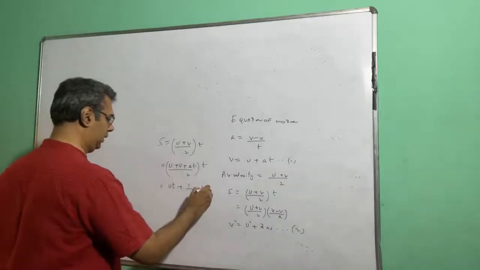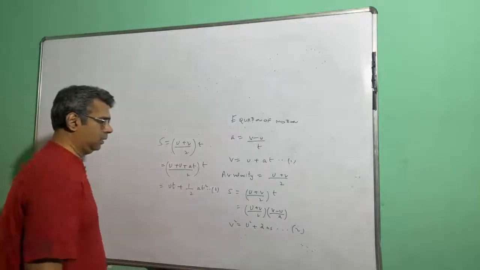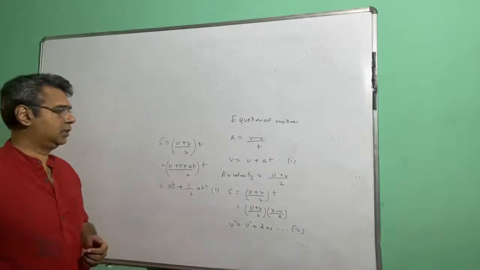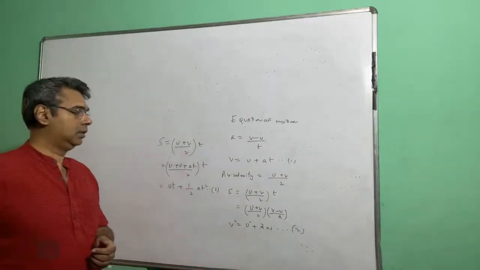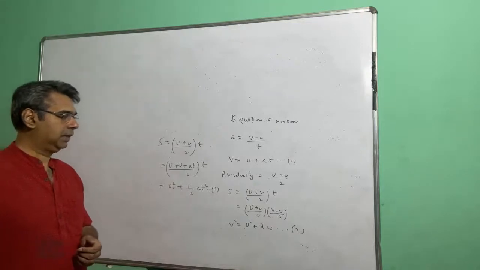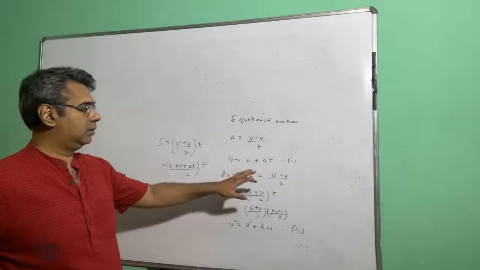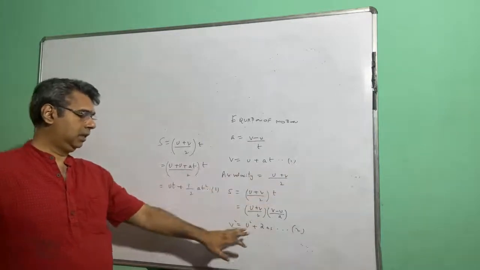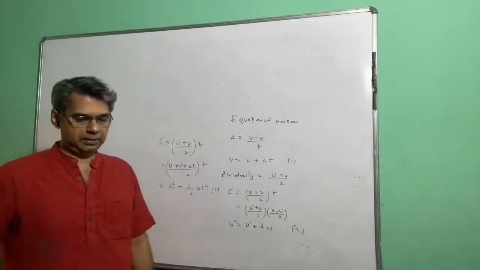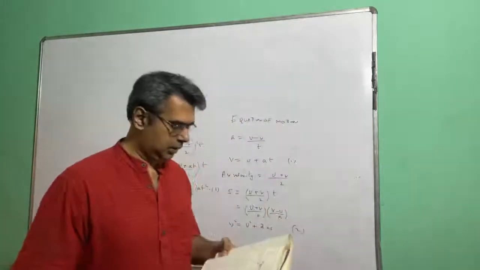This is number 3. So this is the derivation of the 3 equations of motion, which we have already done in the last session, but in the last session we did it graphically, and today we have done it algebraically. So the 3 equations of motion: v equal to u plus at, v square is u square plus 2as, and s is equal to ut plus half at square. So as usual, I'll give you the homework based on this.